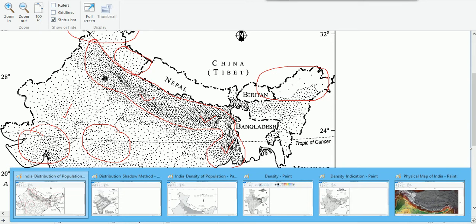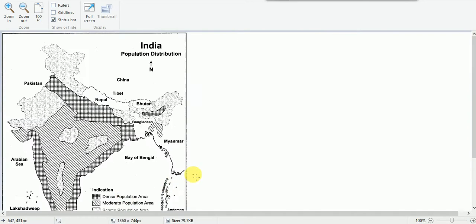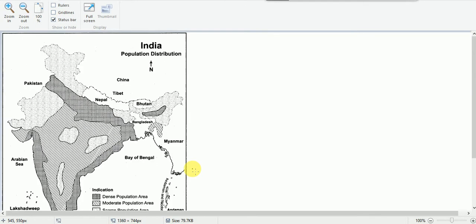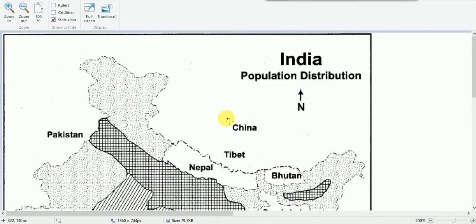So here we have another map also, showing the distribution of population in India. Just see here.